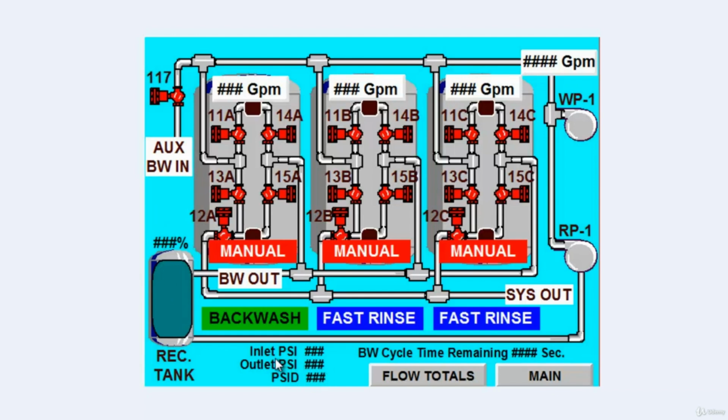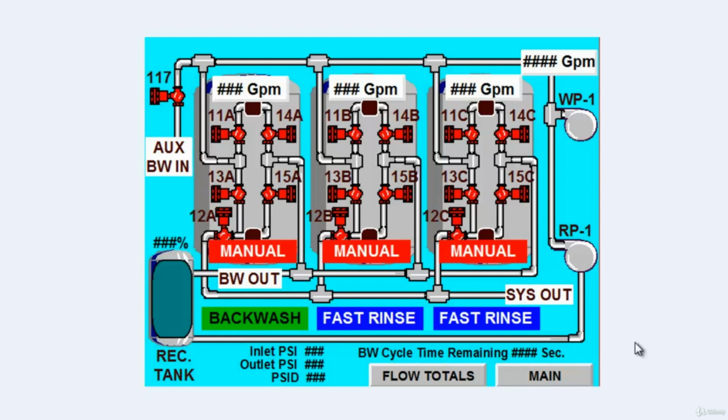Here on the bottom we have various displays showing inlet pressure, outlet pressure, pressure difference between the inlet and the outlet. In this project we use that differential to determine when these vessels are dirty and need to be backwashed. We have a well pump, we have a receiver pump, and we even show a time remaining on the current backwash cycle, and this indication only appears when the backwash is actually running.